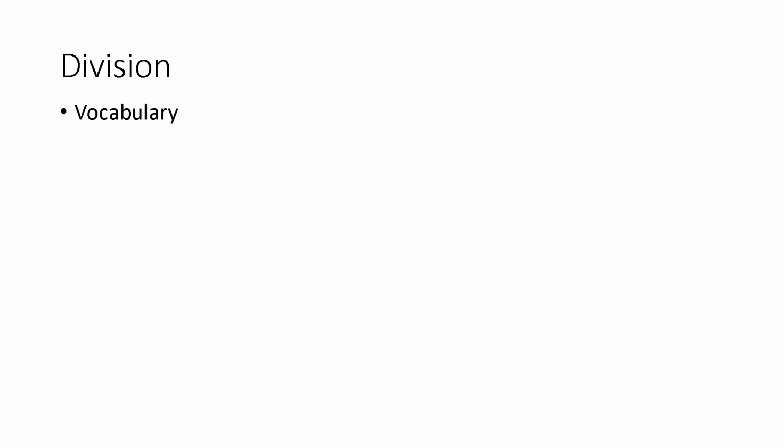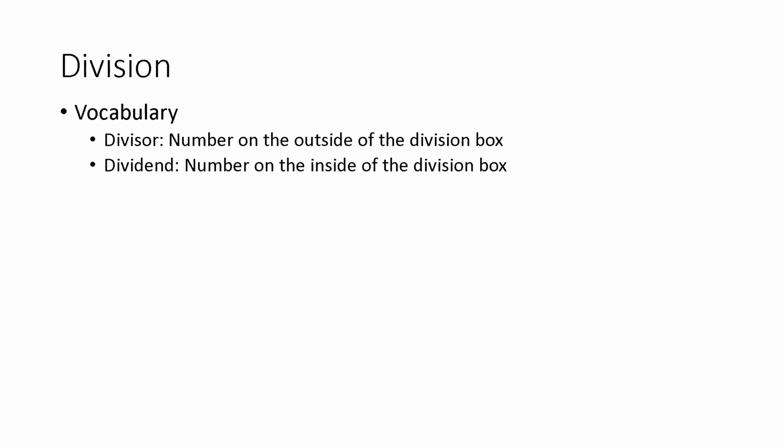Some more vocabulary to know. The divisor in a division problem is the number on the outside of the division box, the one who's doing the dividing. The number that's being divided, the number on the inside of the division box, is the dividend. And then when you divide those two, you get a quotient, which is the answer to your division problem.